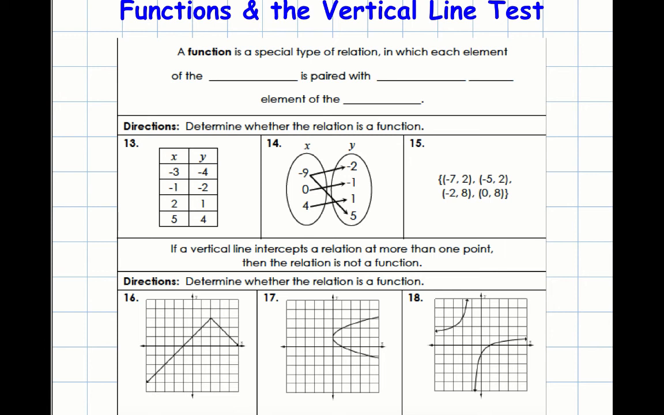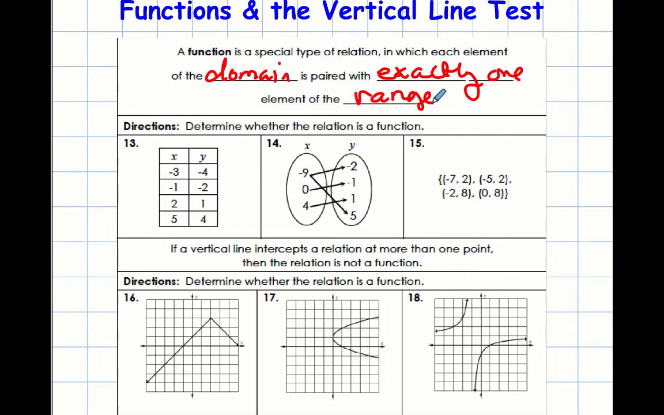What we're going to look at next is: is it a function? Specifically, a function is a special type of relationship in which each element of the domain is paired with exactly one element of the range.